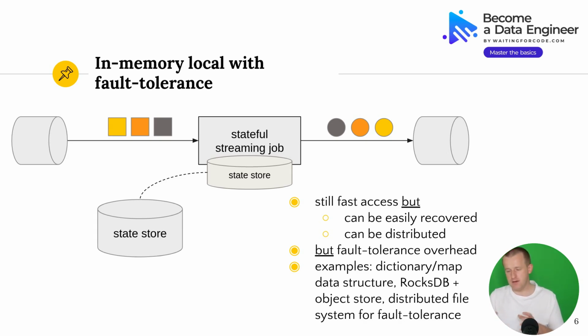Among the examples, there are the same examples as previously, so dictionaries, maps, RocksDB, plus object store. Typically, it's well known for that. Object store is the mechanism well known for this checkpoint and fault tolerance provisioning. Of course, it can also be a distributed file system. It's up to you to adapt to the infrastructure you have.